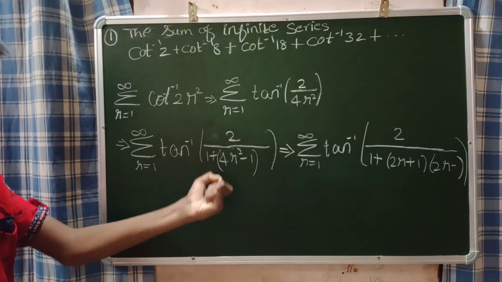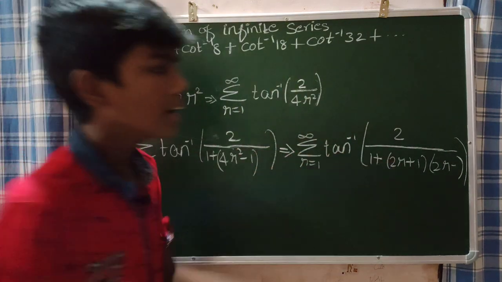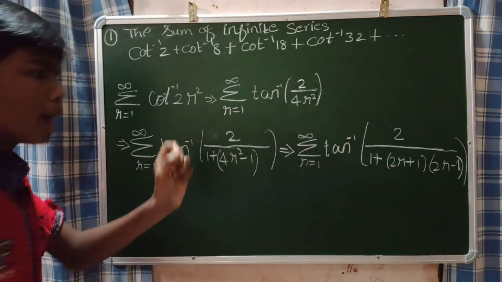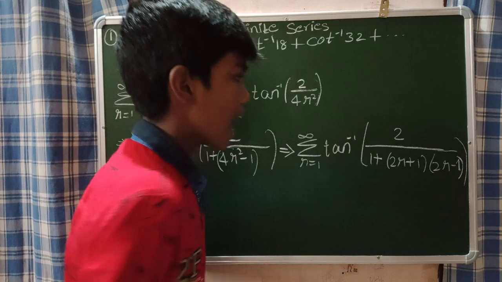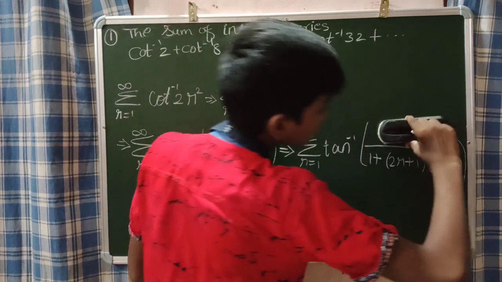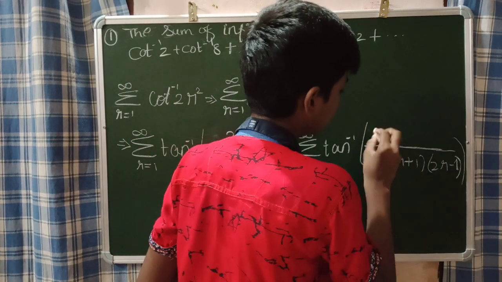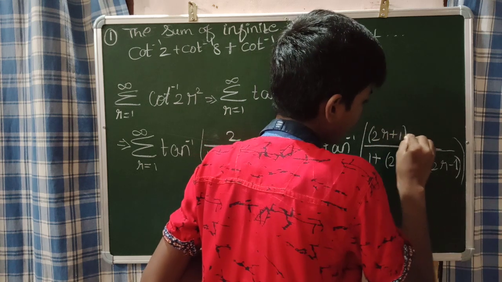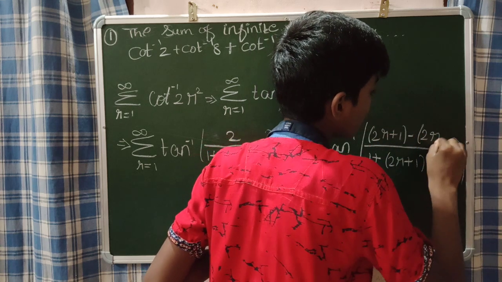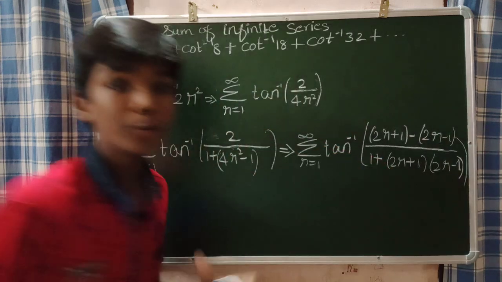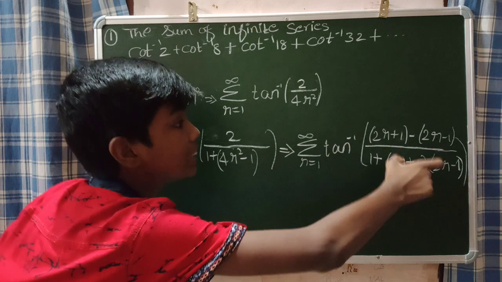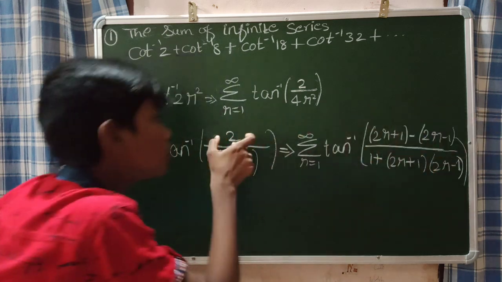That means 4r square minus 1 is (2r plus 1) into (2r minus 1). This is what I wrote. Now guys, what I'm going to do in the numerator is write this 2 as 2r plus 1 minus of 2r minus 1. See guys how beautifully I framed. I'm writing this 2 as 2r plus 1 minus of 2r minus 1, because anyway it will be 2 only.